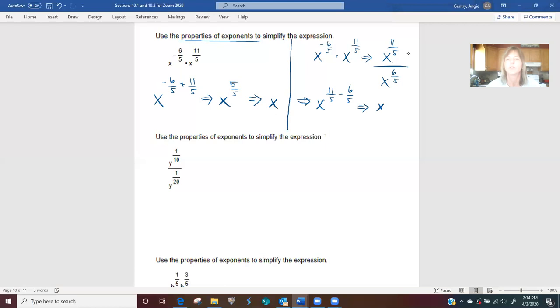You end up with x to the 11 minus 6, which is x to the 5. Do you see? It doesn't matter. You're still going to get the same result, the same answer. But there are different ways to do things, and don't knock them. It's just different.